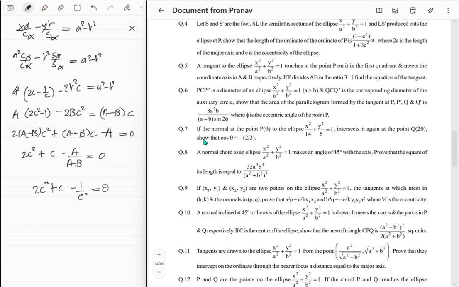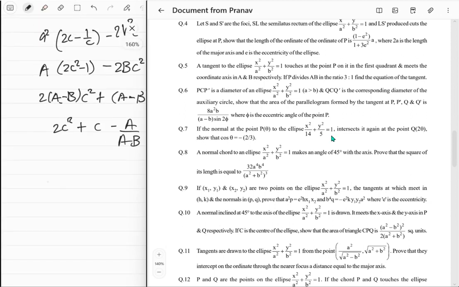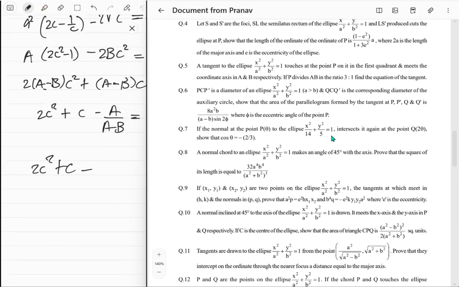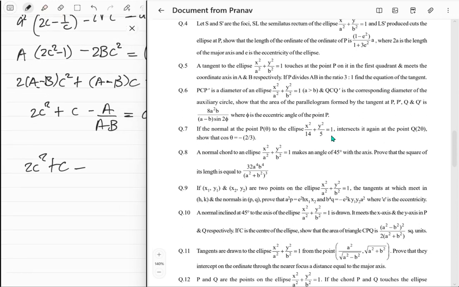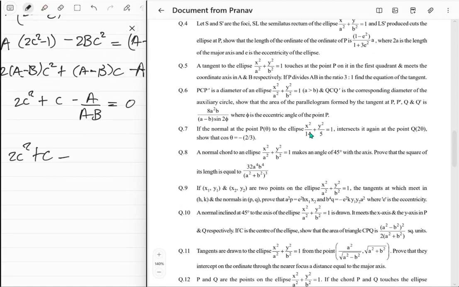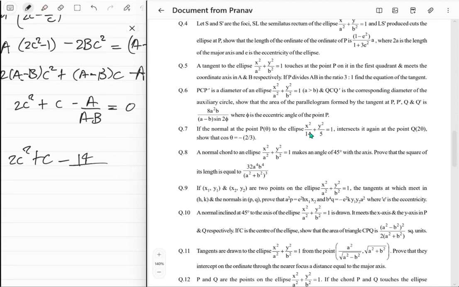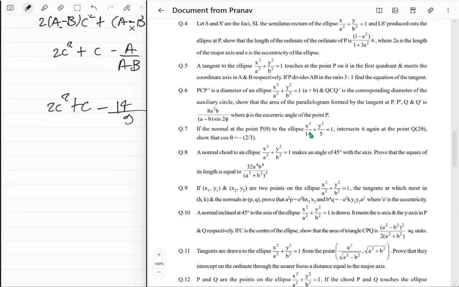Yeah, we are stuck. At this point, you will have to put these in there. So let's do it. It's going to be 2c square plus c minus, what's capital A? Capital A is just 14, because that's what this thing is. So minus 14 upon A minus B, which is just 14 minus 5, which is 9, equal to 0. There we go. So it's like 18c square plus 9c minus 14 is equal to 0.